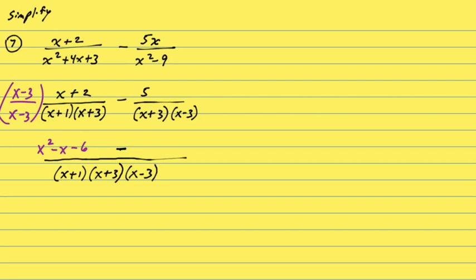What does the one on the right need? It has the x plus 3 and the x minus 3. What does it not have? The x plus 1. So if I did this, I'd now have a common denominator.